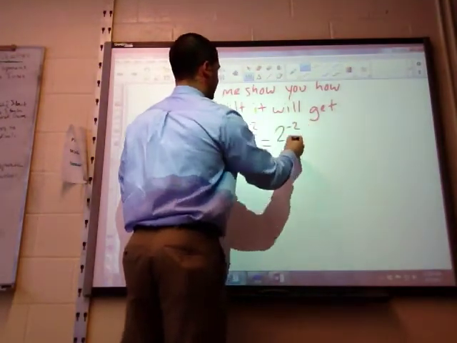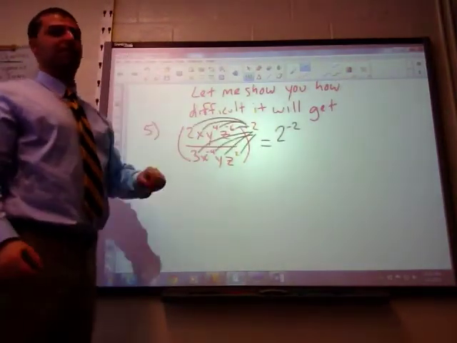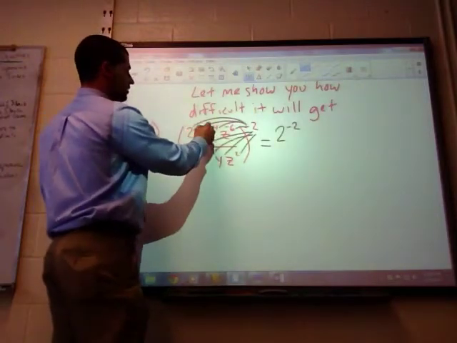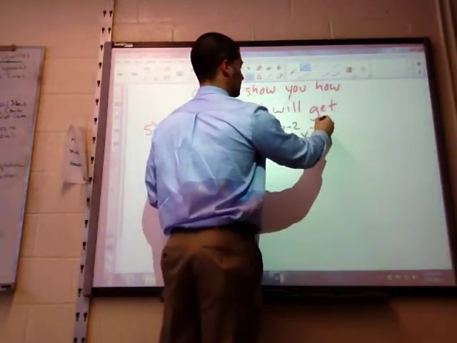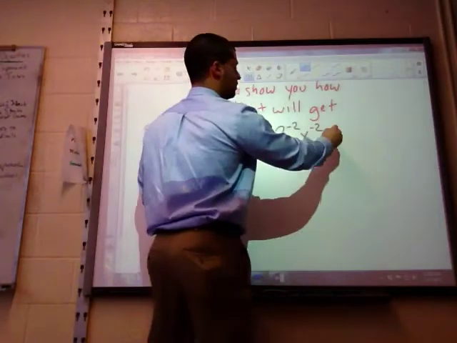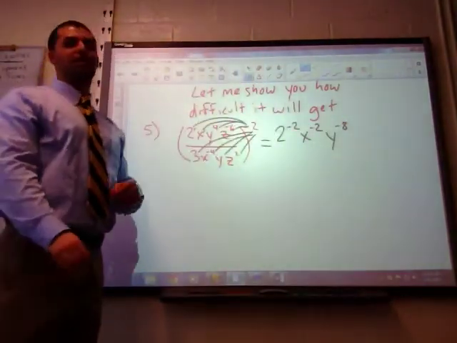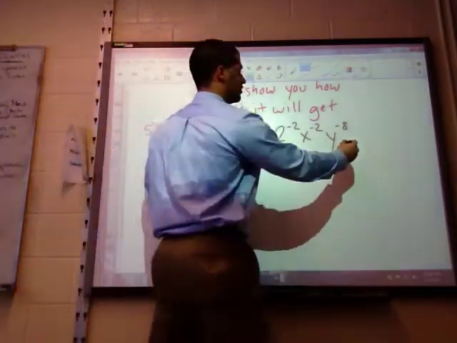2 to the negative second. Right, that's 2 to the first. 1 times negative 2 is negative 2. X to the first, right? Anything that doesn't have any exponent is an implied 1. That's x to the negative second. Y to the 4th. Negative 2 times 4 is y to the negative 8. So y to the 4th times negative 2 is y to the negative 8. Z to the negative 6. Negative 6 times negative 2 is z to the 12th.